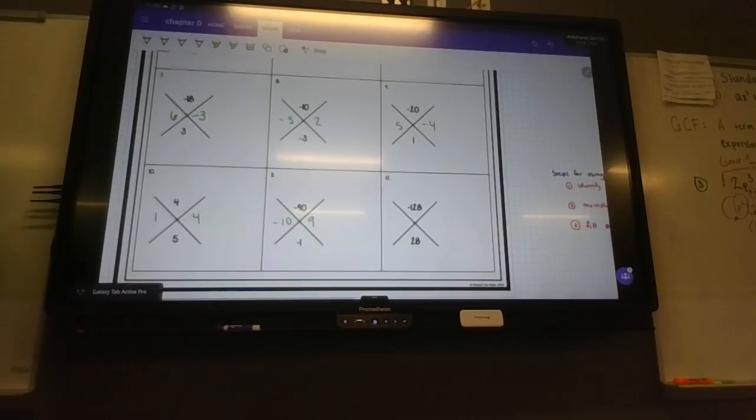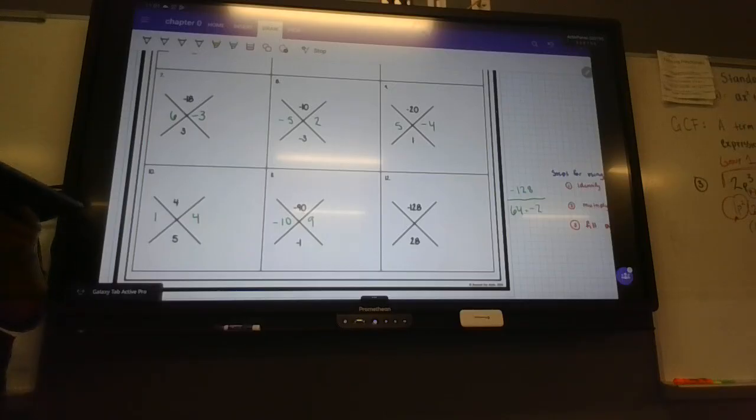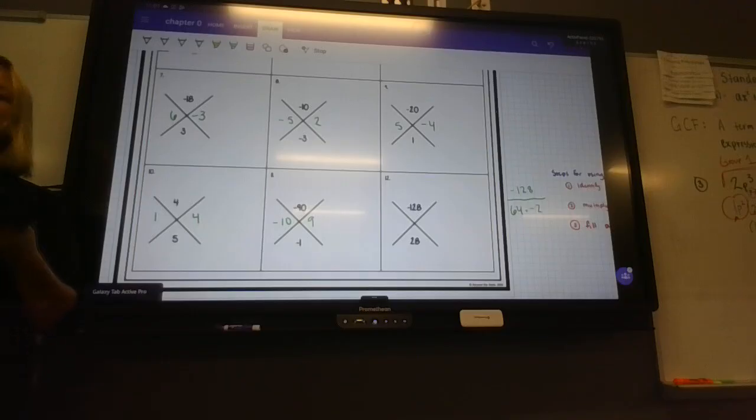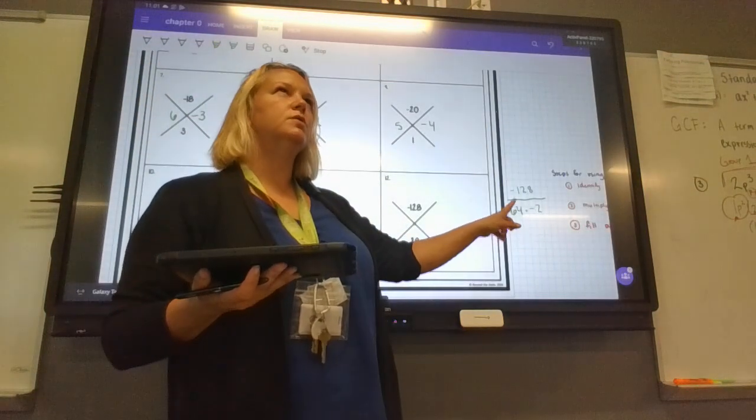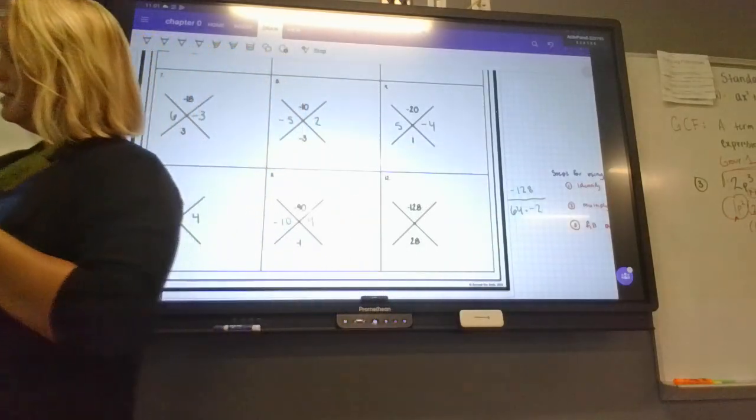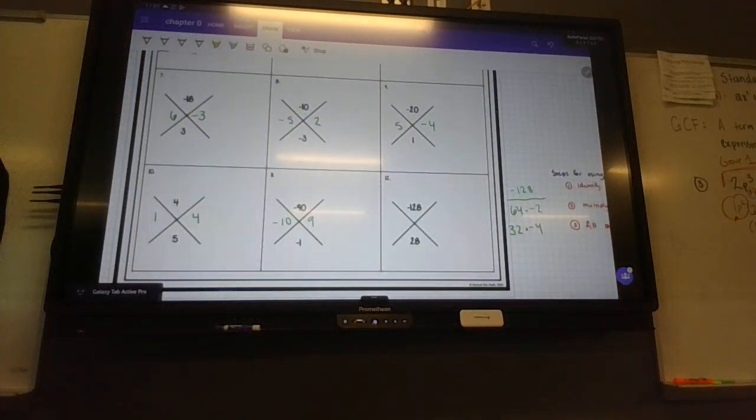And then here, I got stuck on 128. So I started with 2. I did 64 times negative 2. If it divides by 2, it probably divides by 4. So I'm in my calculator. What's 128 divided by 4? Oh, that tracks, because 64 divided by 2 is 32. So that makes sense. 32 and negative 4. Oh, and 32 minus 4 is 28. So there they are.